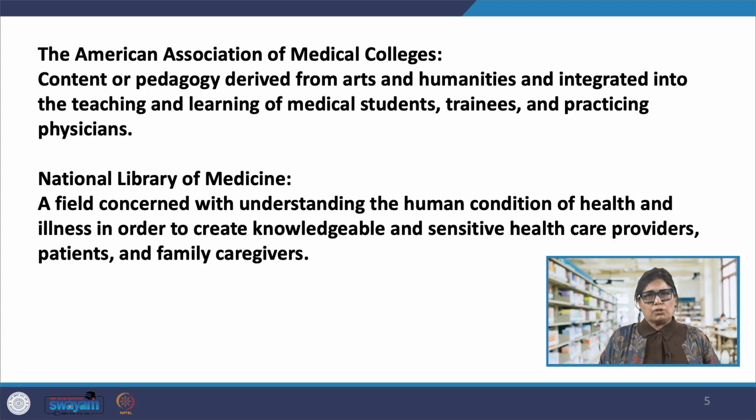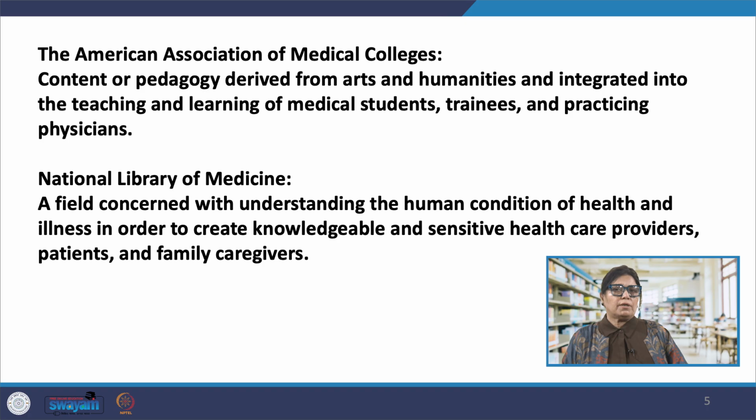The American Association of Medical Colleges elaborates on the fundamental role of the arts and humanities in medical education by defining health and medical humanities as content or pedagogy derived from arts and humanities and integrated into the teaching and learning of medical students, trainees, and practicing physicians. The approaches and experiences with this education are often interprofessional, interdisciplinary, and co-designed to teach and sustain diverse competencies for better health outcomes for patients, communities, and populations.